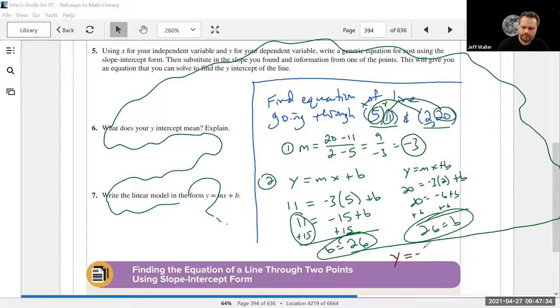Negative 3x plus 26. Yeah, cool. How can you check your work? Well, I'll pick the point you didn't use and see if it works in the equation.